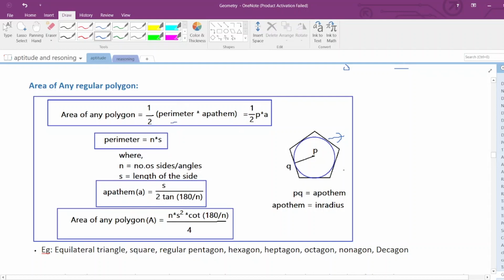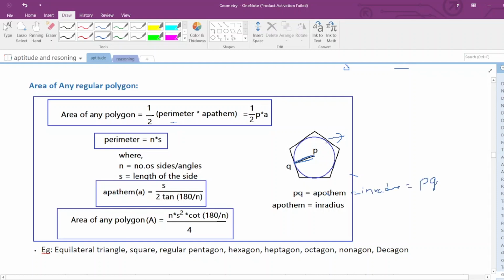So what is apothem actually? So apothem is the distance between P and Q. So can I say this is the internal circle to that pentagon, and that is the radius, the inradius? So apothem is also called inradius, which is equal to PQ.